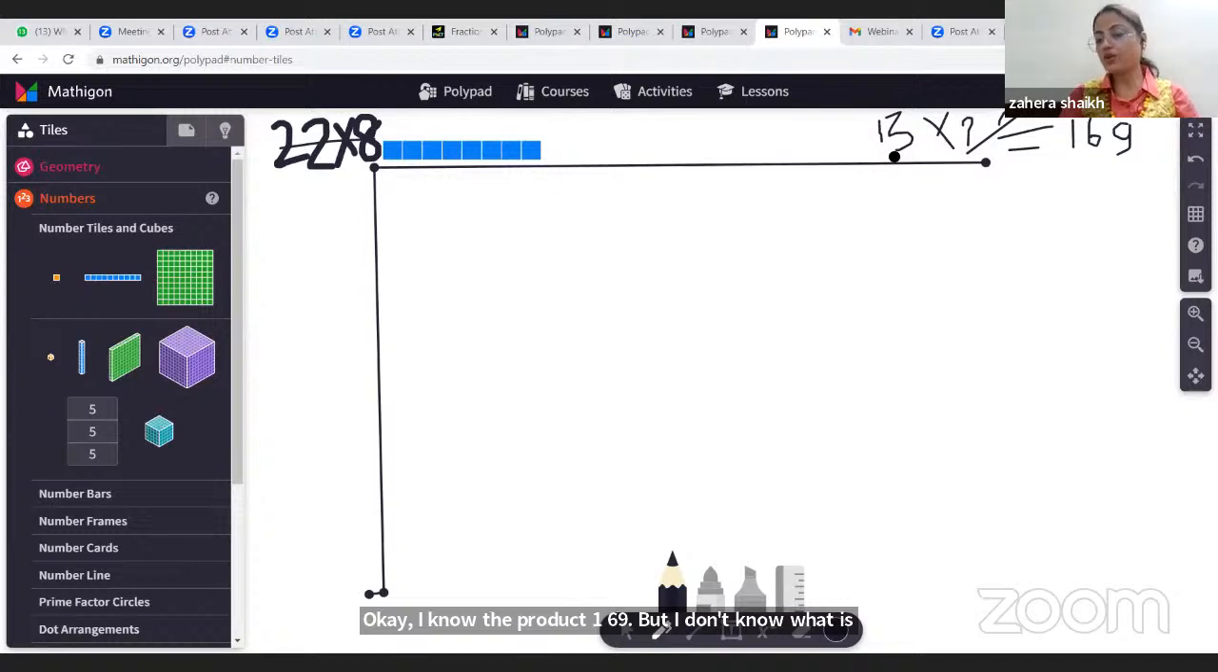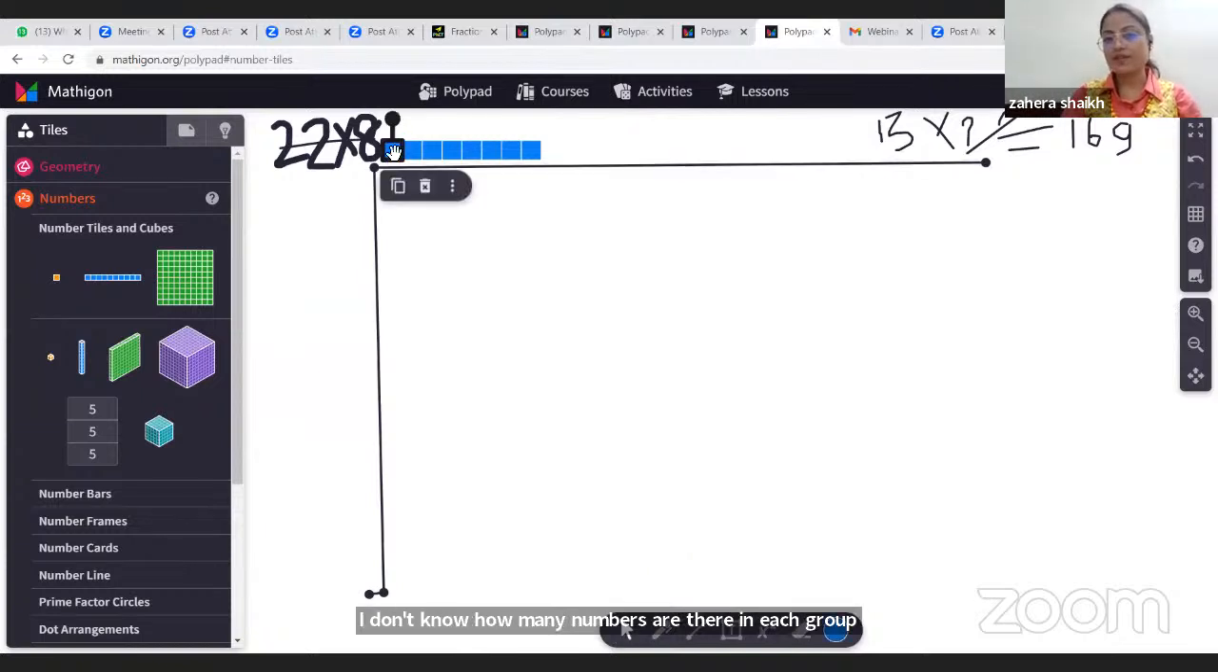This means there are 13 groups of objects. I don't know how many are in each group, but the total number of objects I know, that is 169. So the child will make a connection between these numbers and understand that 169 means the area I'm going to build within this place, and 13 is the number of times I need to place the object. On the top, I don't know how many are in each group, or the size of the groups, so I'm erasing all these numbers.